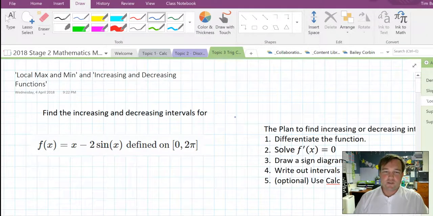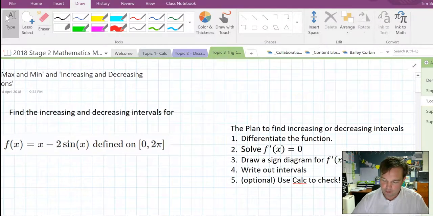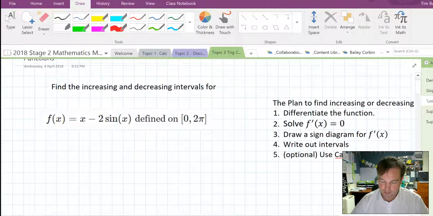Good morning, Year 12s. Today we're going to look at how to find the local max and min, and how to find increasing and decreasing functions using trig. The plans we looked at previously with polynomials and exponentials apply to trig also. So if we want to find the increasing and decreasing intervals, let's look at this function here.